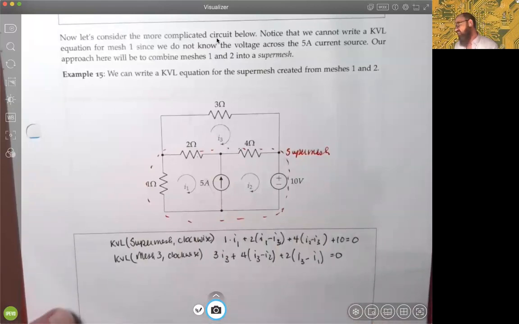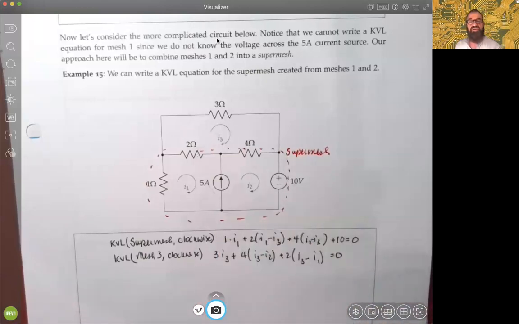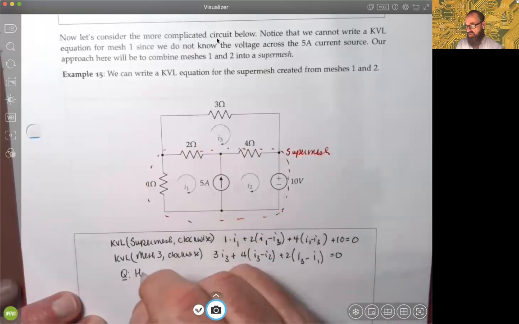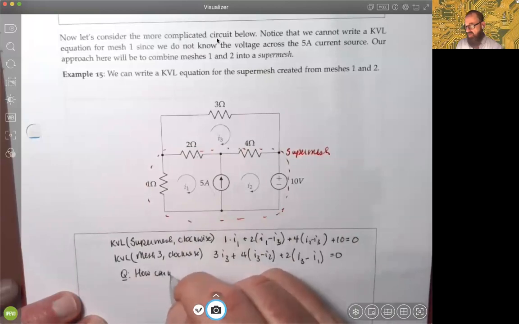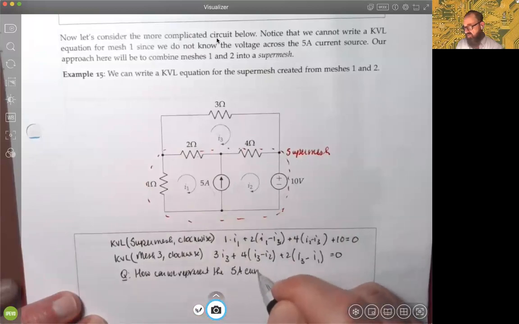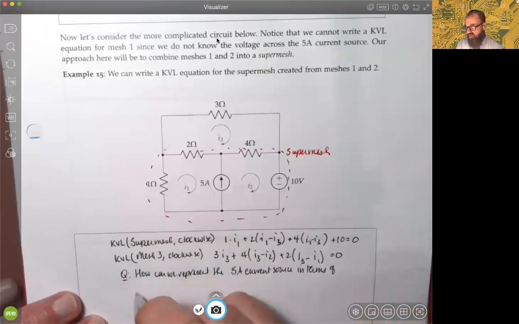Simplifying them, of course. But the point of looking at the current source there, we know something, right? We know something about how to represent this current source in terms of the mesh current. So that's the question. How can we represent the 5 amp current source in terms of our mesh currents?